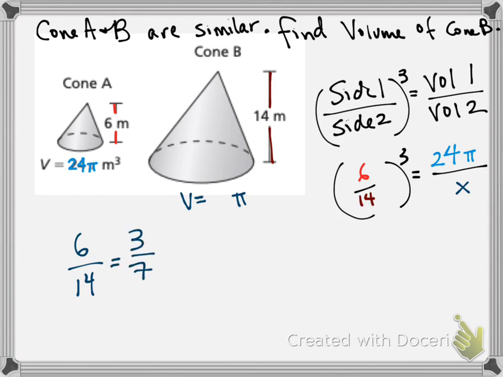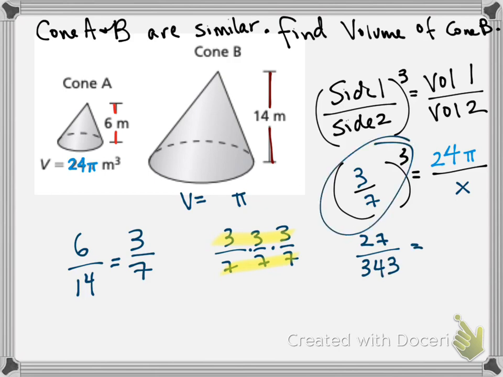Reduces to 3/7. It just makes it easier to cube. Remember, when you're cubing, you're multiplying a fraction times itself 3 times. So 3 times 3 times 3 is 27. 7 times 7 times 7 is 343. So this is me cubing it, 3 times.